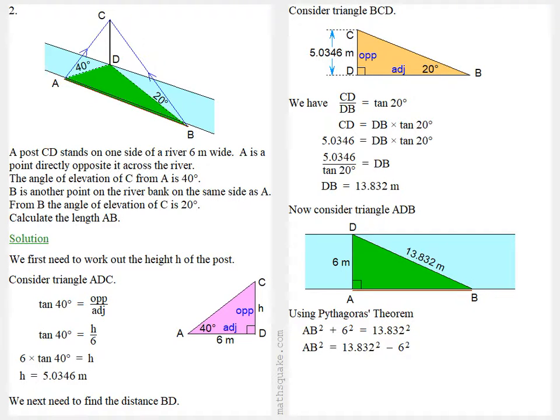So AB squared is equal to 13.832 squared minus 6 squared, which works out to be 155.324. And if we take the square root of both sides, we get AB is equal to 12.463. So, rounding that off to one decimal place, we have AB is equal to 12.5 meters.